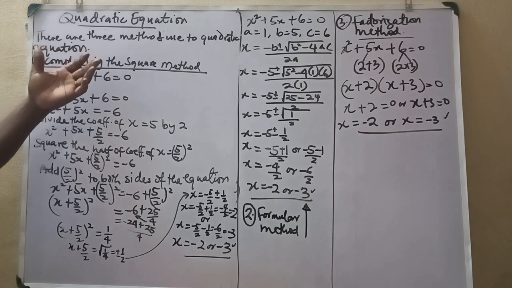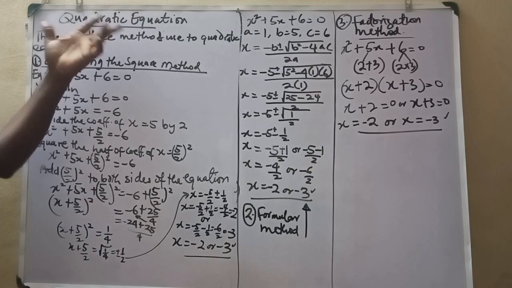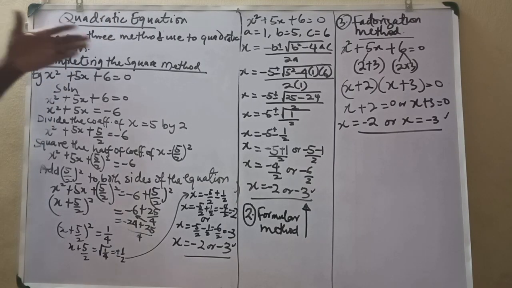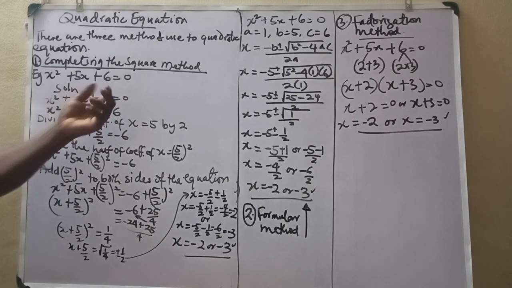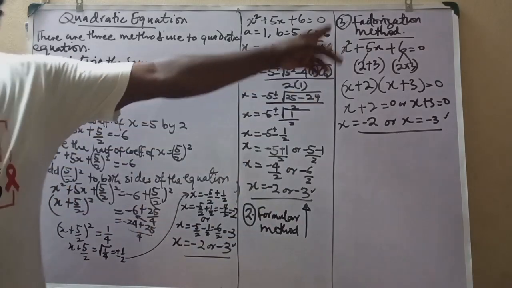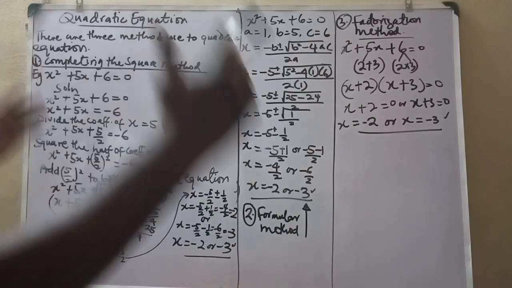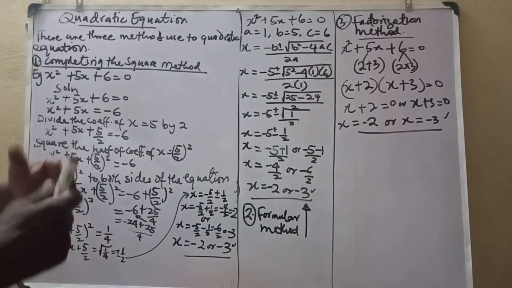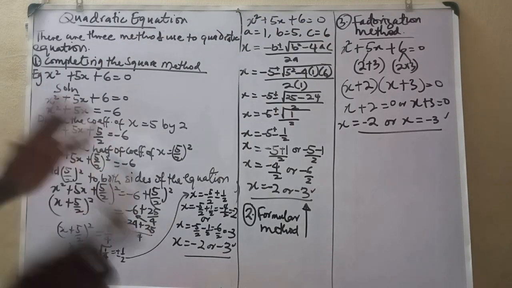Right, so this is quadratic equation, and by quadratic equation we discover that there are three methods used in solving quadratic equation. We found out that either we use completing the square method, or formula method, or factorization method. And when you are asked the question in exam, do not solve, either say factorize, or if you are instructed using completing the square method or formula method or factorization method, you can conveniently use that method.